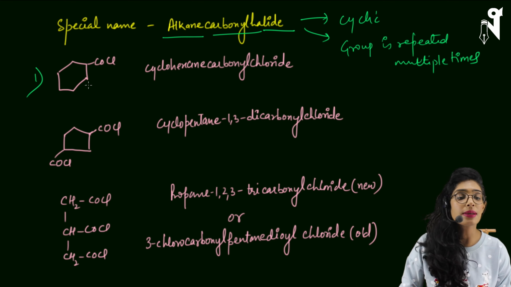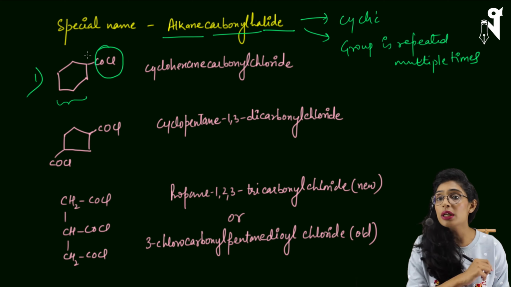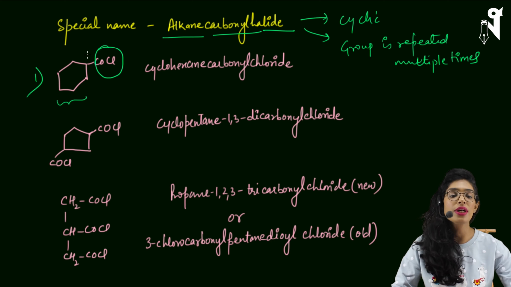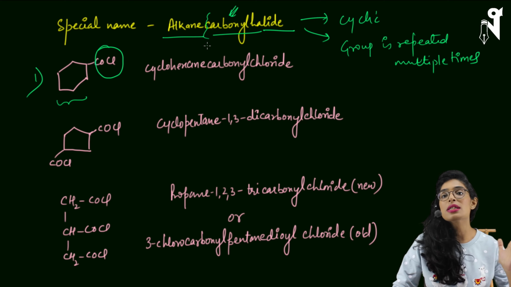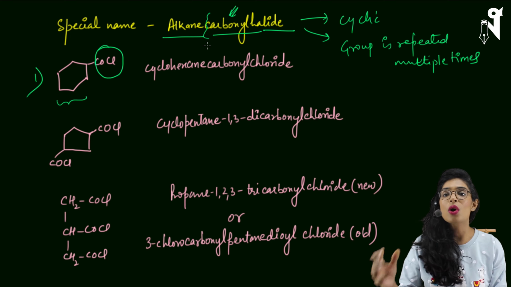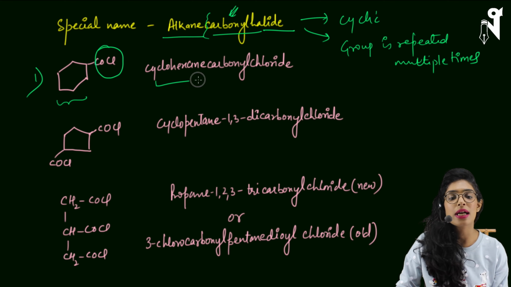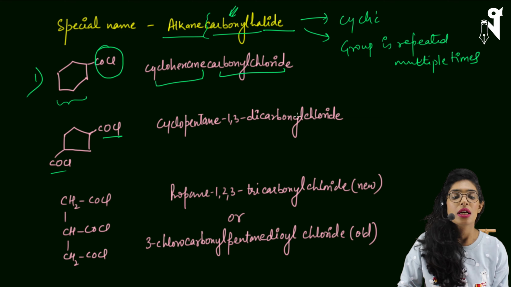Okay, the first compound we have is cyclohexane. COCl's carbon will not be included in the main chain because the name already contains the carbon. So we have carbonyl halide. It actually counts the carbon. It is basically showing that the carbon is there in the group, and we are not separately counting it in the principal carbon chain. So the name is going to be cyclohexane carbonyl chloride. Next, if I have 2 COCl's, it will be cyclopentane 1,3 dicarbonyl chloride.